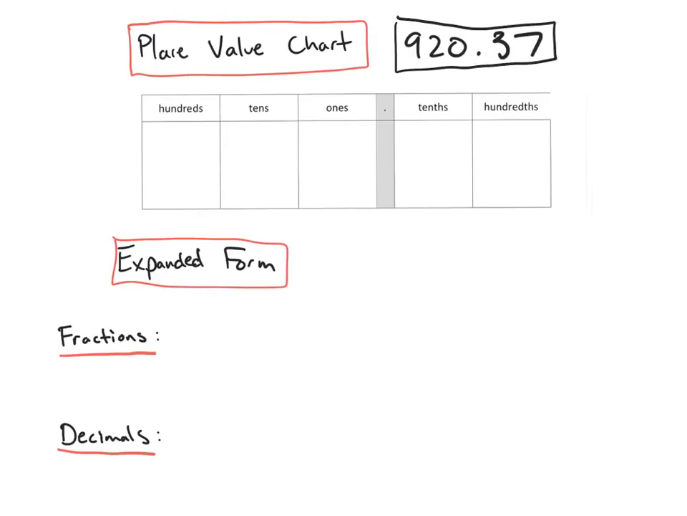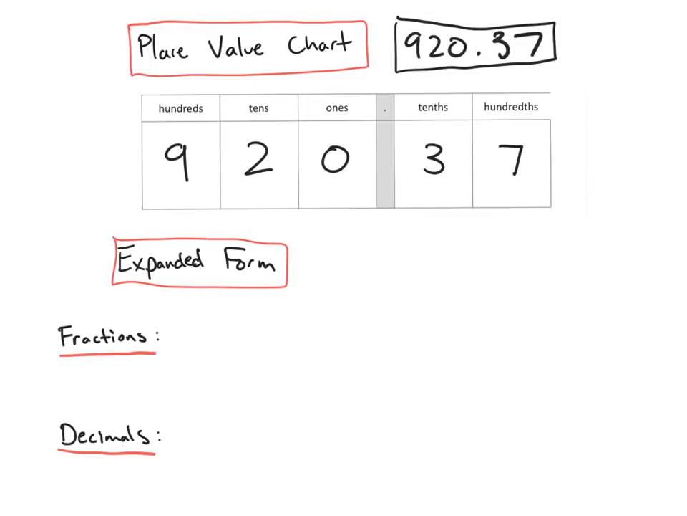So my first step is I'm going to place each of the digits in the correct place value on the place value chart. So 9 in the hundreds place, 2 in the tens place, 0 in the ones place, 3 in the tenths place, and 7 in the hundredths place.